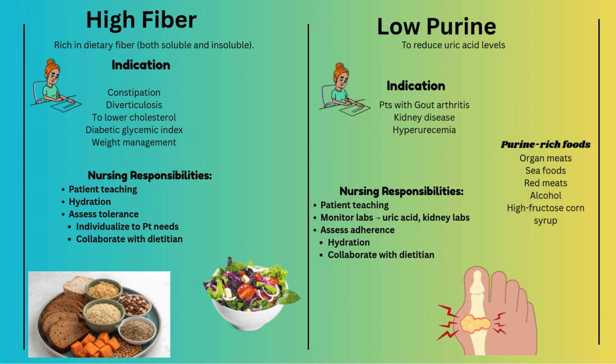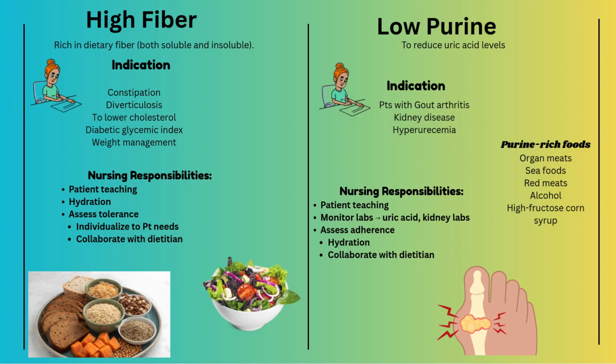Insoluble fiber functions to add bulk to stool by promoting regular bowel movements and preventing constipation. They can also help you feel fuller for longer. Sources of insoluble fibers include whole grains, nuts, seeds, vegetables, and skins of fruits.